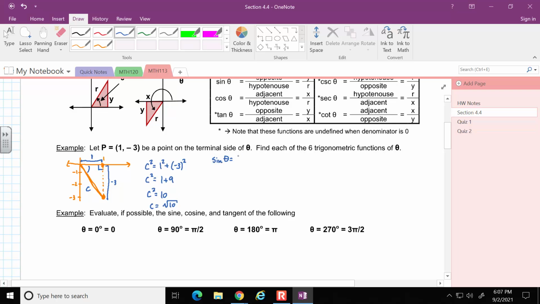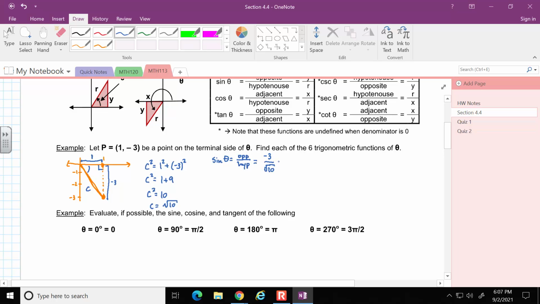And just to review, that is your opposite over hypotenuse. So in this case, the opposite side on this angle here is -3. And my hypotenuse is square root of 10. Okay? Does that make sense? Is everybody kind of okay with that?